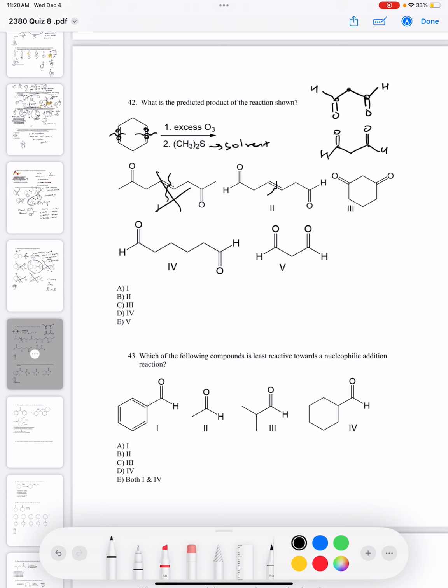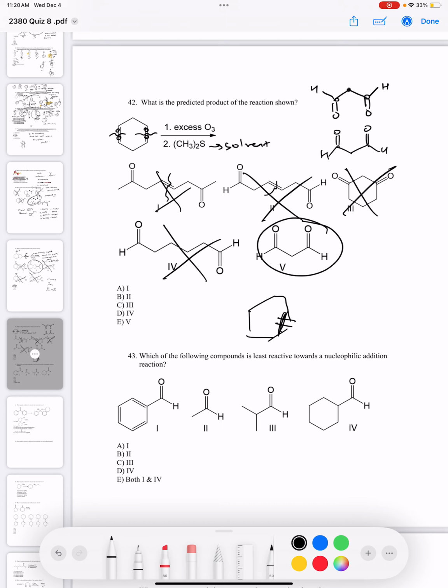It would have cleaved this one too, so that one's not correct. This one, I don't even know what happened, so definitely wrong. This one, this is what it would have been if it only had cleaved on one side, if it only had a double bond right there, but it had 2 double bonds, so we end up only with E.